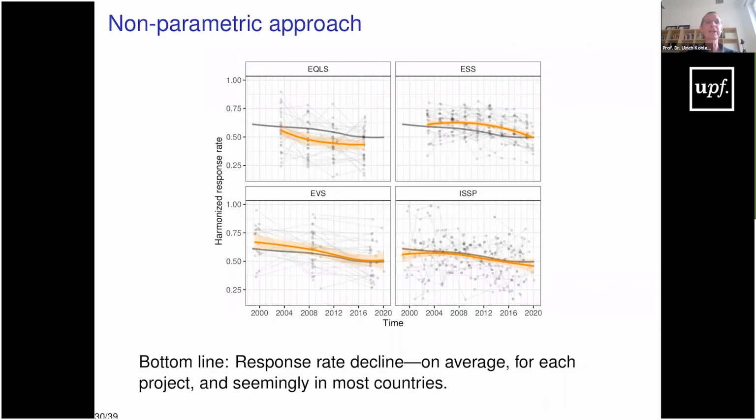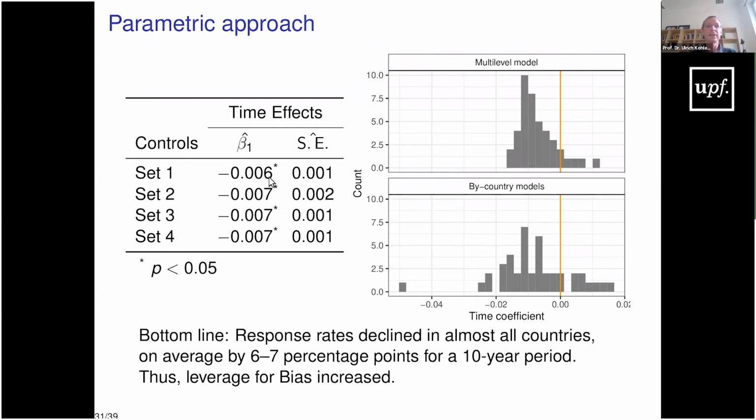So we start with time on response rate. Here you see the results of the non-parametric approach. The gray line here is the unconditioned association between time and response rate. The orange line is the LOWESS smoother for each project. And then the gray lines here connect the data points from one country. So what we see here is that the response rate declines on average for each project, and, as far as is visible in this big mess of gray lines, also seemingly in most countries. That is what we already kind of know from existing research, but here for many more data sets than before.